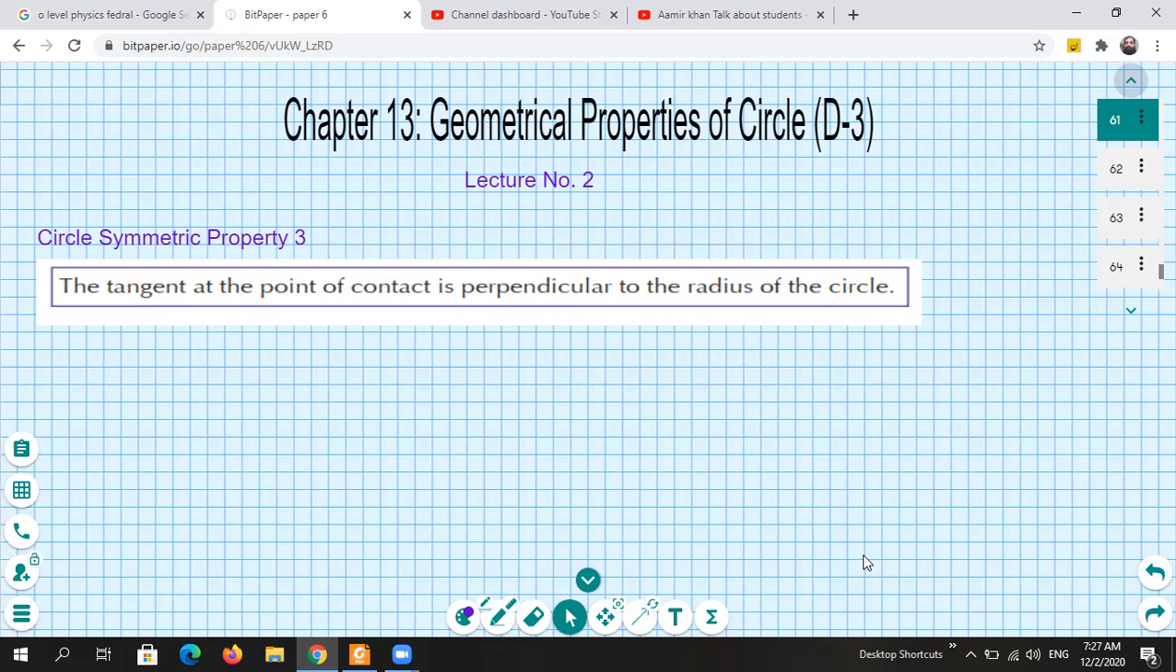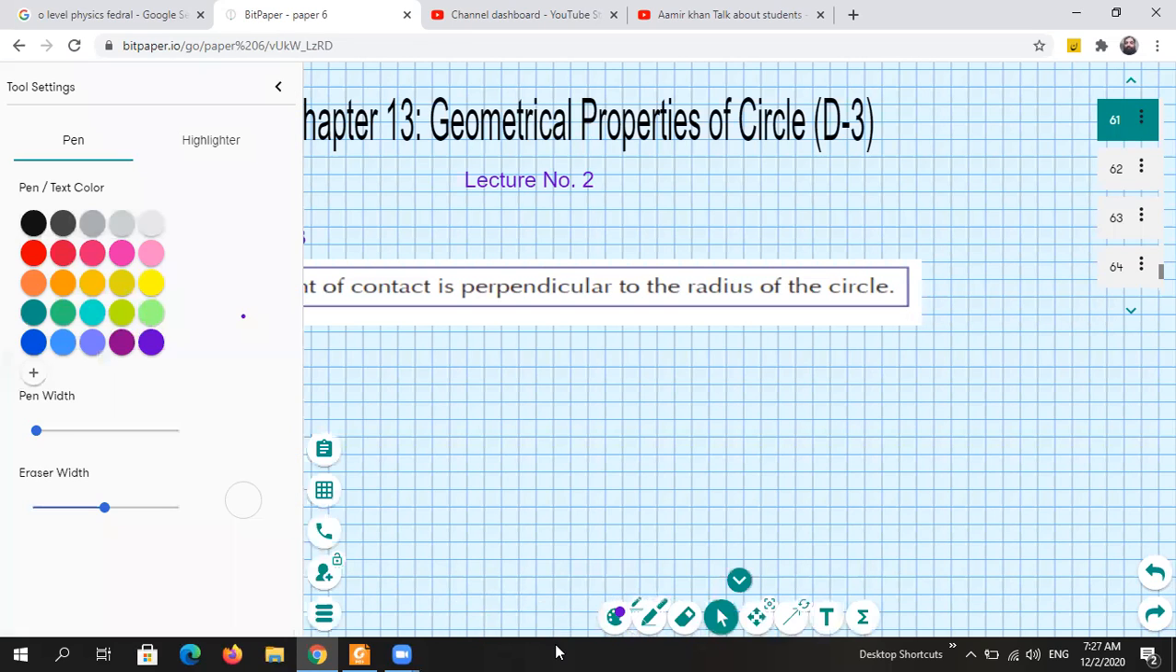So in the previous lecture we have discussed two properties. Now it is the third property of circle symmetry. The statement of this property is: the tangent at the point of contact is perpendicular to the radius of the circle. So let me explain this statement with the diagram.